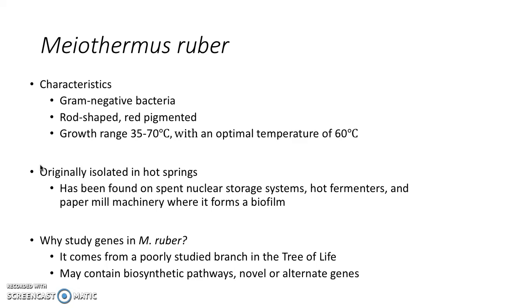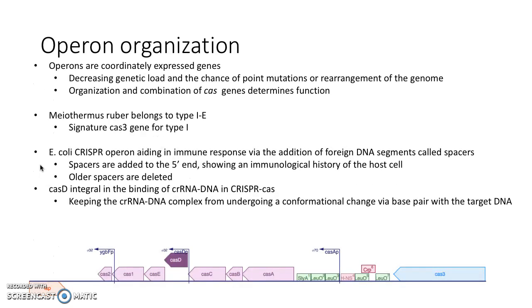The model organism used for this study was E. coli, which is found in an operon. Operons are coordinately expressed genes which decrease the genetic load of an organism, and they also decrease the chance of point mutations or rearrangement of the genes in the system. This is because the genes are so close together that the chances for them being rearranged is fairly low.